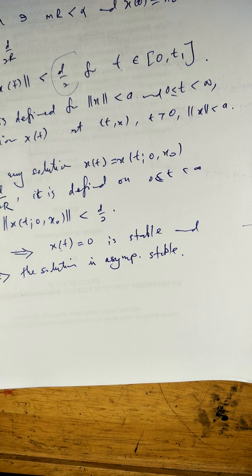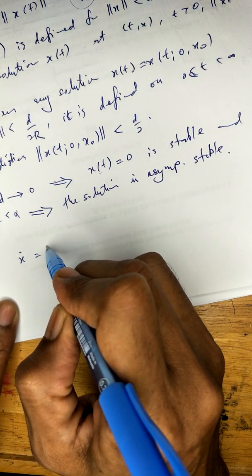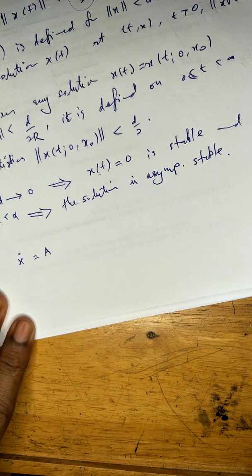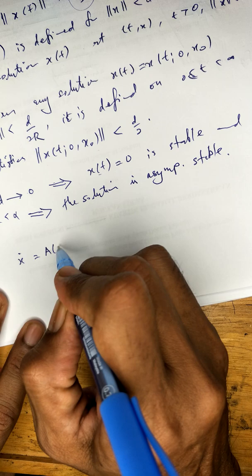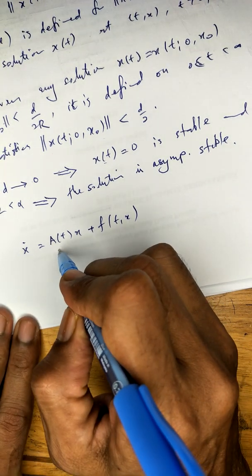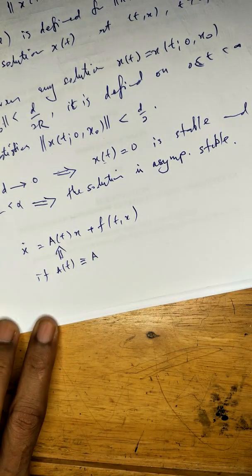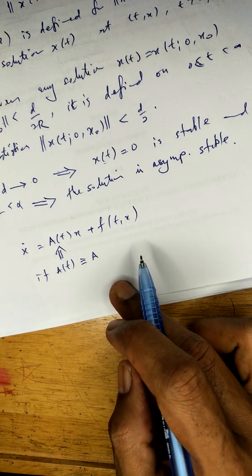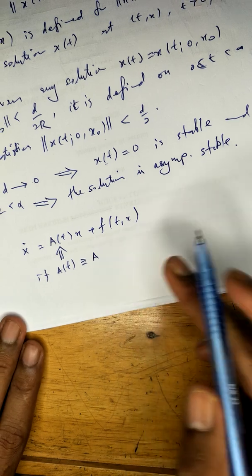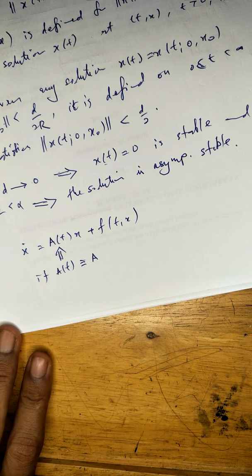Okay, so this theorem ensures that if we have a nonlinear system of this form, x prime equals A(t) x plus f(t, x), this nonlinear system, and if A is just a constant matrix, then the isolated critical point (0, 0) will be asymptotically stable. We guarantee that the solution is asymptotically stable.